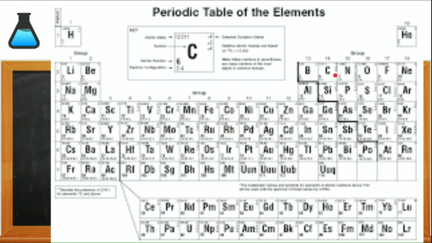So the nonmetals are here on the right of this bold staircase. Most people know that oxygen is a nonmetal. So then all of the elements around oxygen should be nonmetals as well.